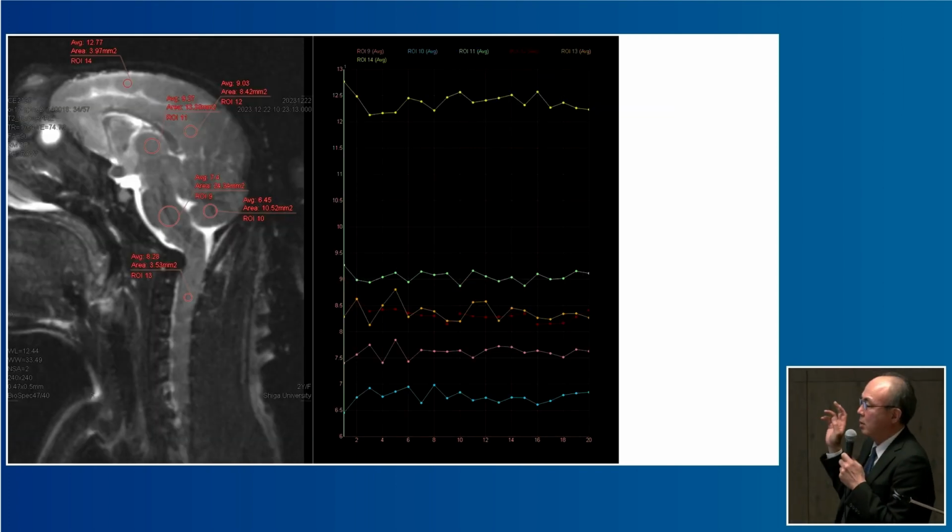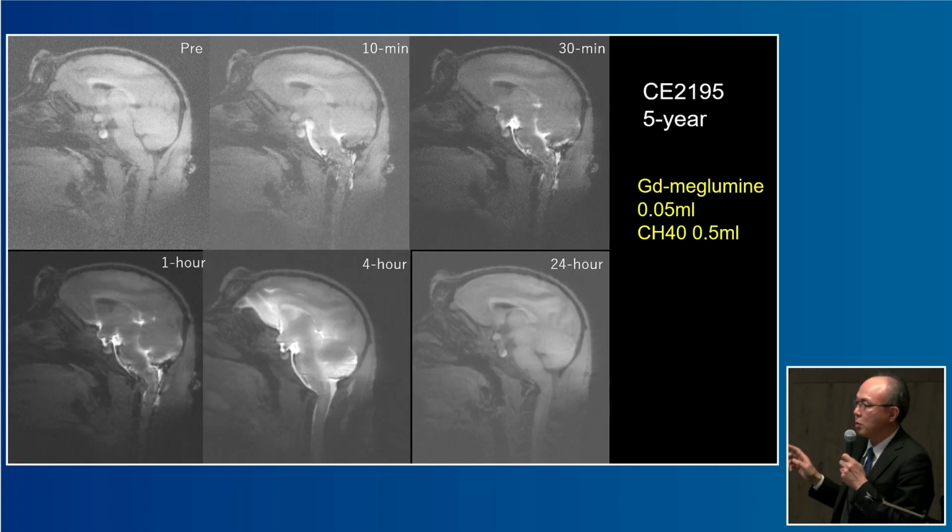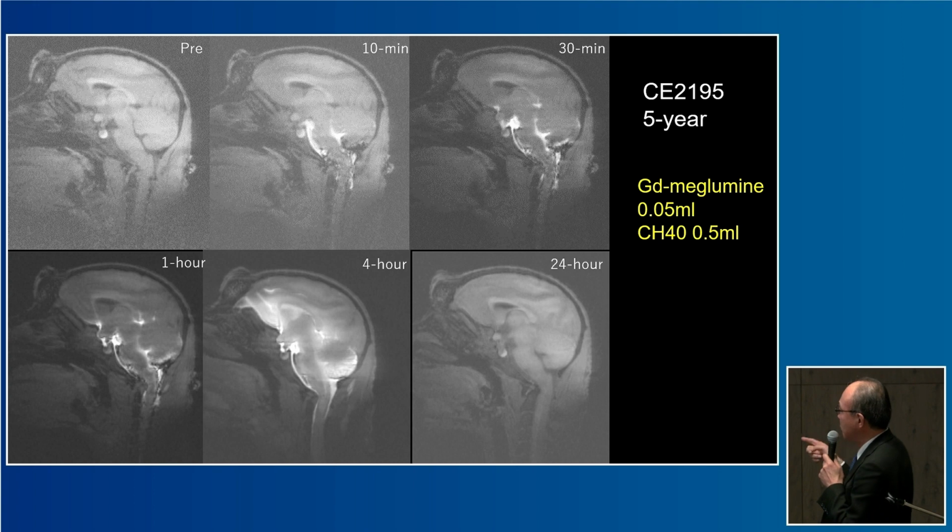This is the signal intensity of the brain parenchyma. I think there is no signal change in the brain. We also tried injecting gadolinium and looked at the signal change. It is gradual, the same as in the rat model. It gradually spreads to the CSF space, and finally at 4 hours the brain parenchyma is also enhanced, and it washes out by 24 hours.